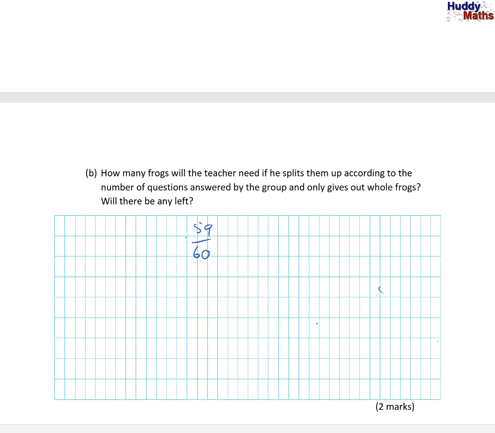So there's a few little thinking things here. To get 59/60ths of something, it's got to be divided by 60. So if the teacher gives a frog to each question, we're going to say there'd have to be a minimum of 59 frogs. 59 frogs, a frog for each question. We don't know that there's 60 questions, but the number of questions has to be divided up according to those fractions. So that's going to be at least 60. Okay, so 59 frogs. So maybe you should have said, what's the minimum number of frogs? Will there be any left? Yes. One frog would be left over. So 59 and 1 are the last 2 marks.